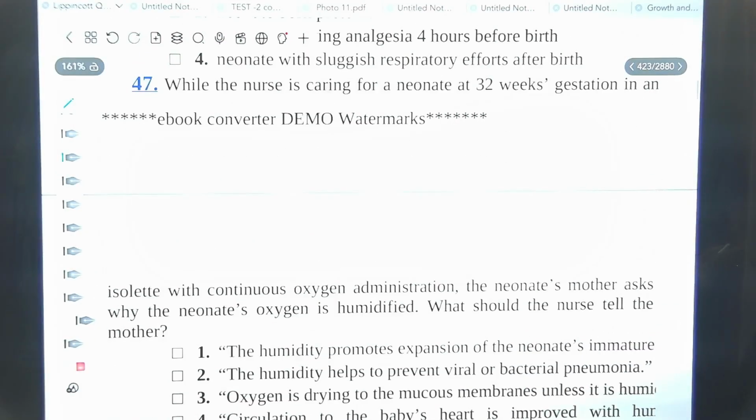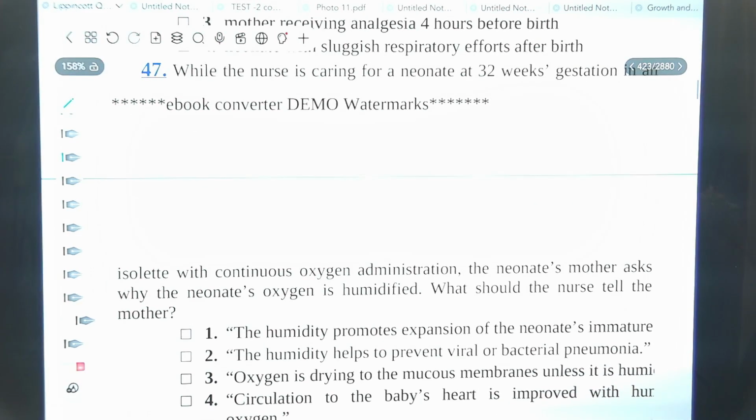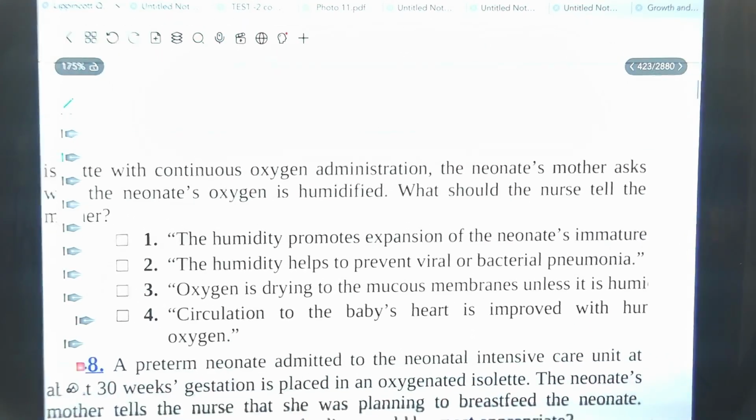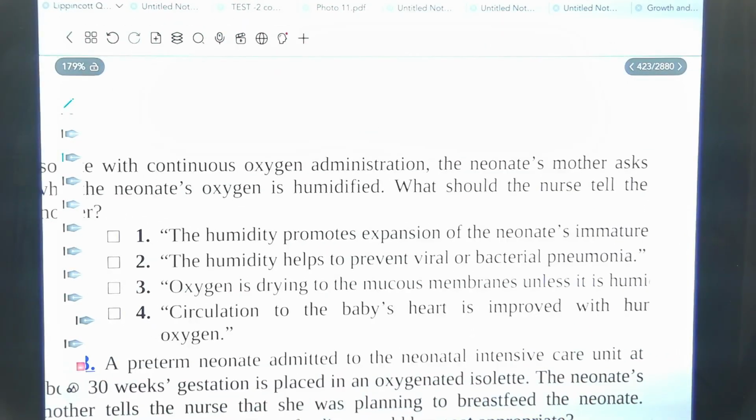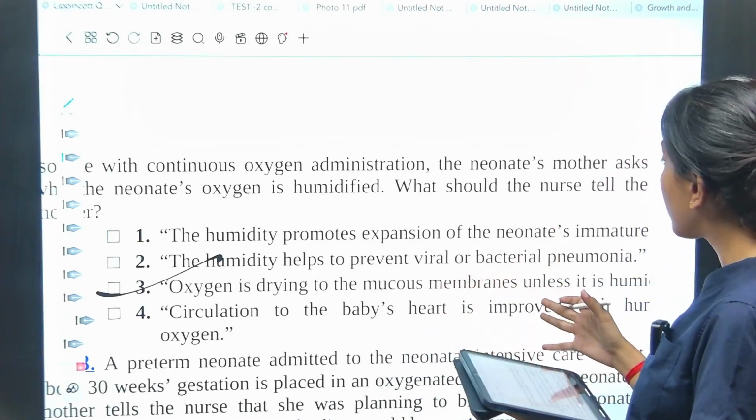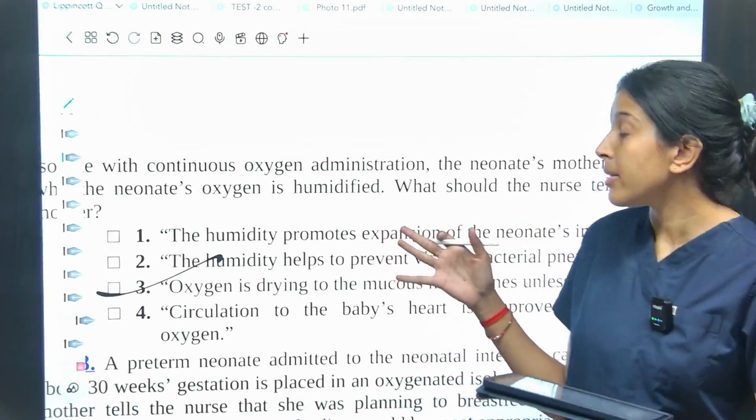Next question 47. While the nurse is caring for a neonate at 32 weeks of gestation in an isolette with continuous oxygen administration, the mother asks why the neonate's oxygen is humidified. What should the nurse tell the mother about the humidification of oxygen? Answer number 3 will be the correct response. Oxygen dries the mucous membrane unless it is humidified.